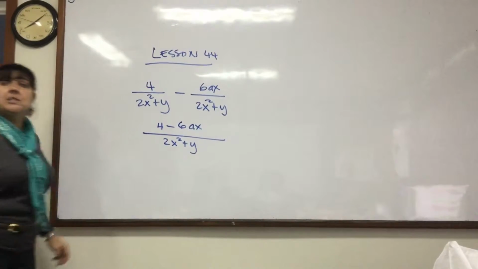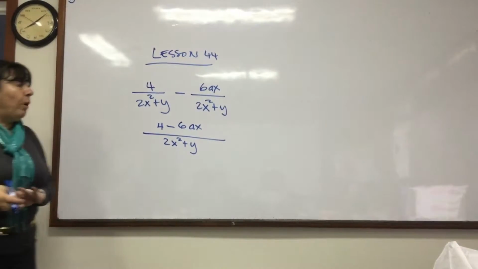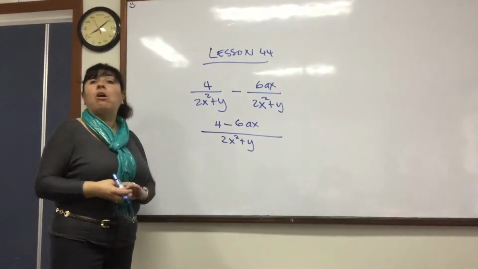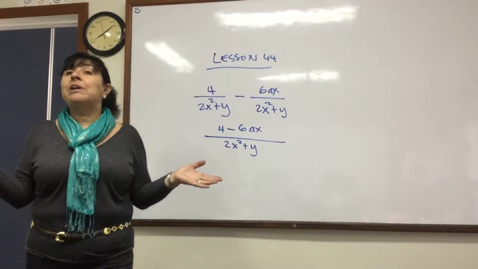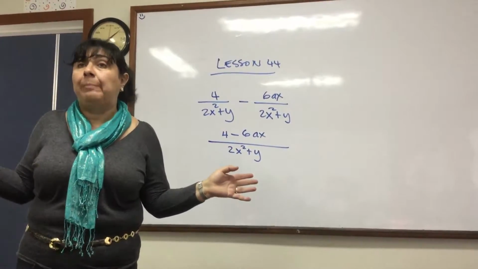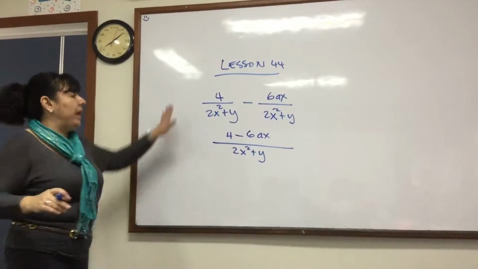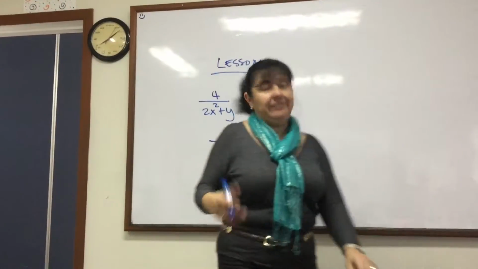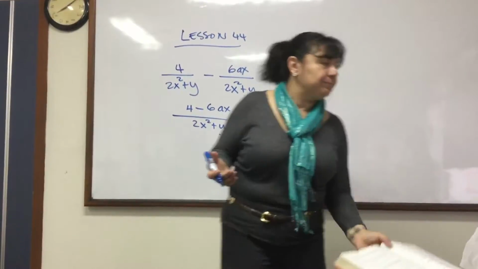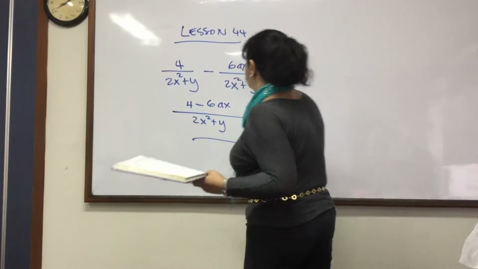Is there anything you can do in the top? No. Why can't you subtract minus 6ax from 4? Because they don't have the same variables. They don't have the same last name. It's lemons and pineapples, right? You can't do that. Okay, so this one, obviously an easy one. That's the answer. Yes, that's the answer.